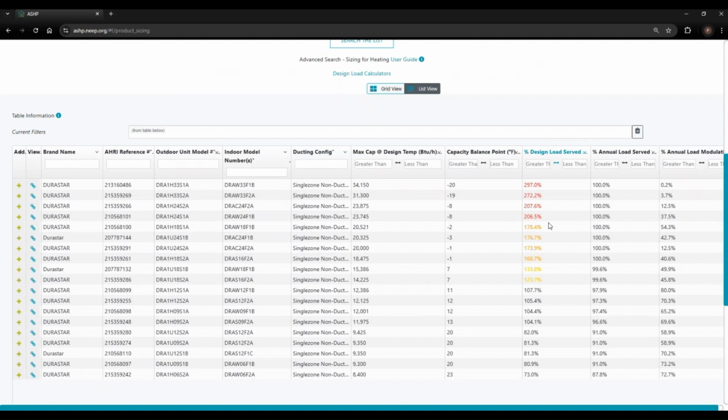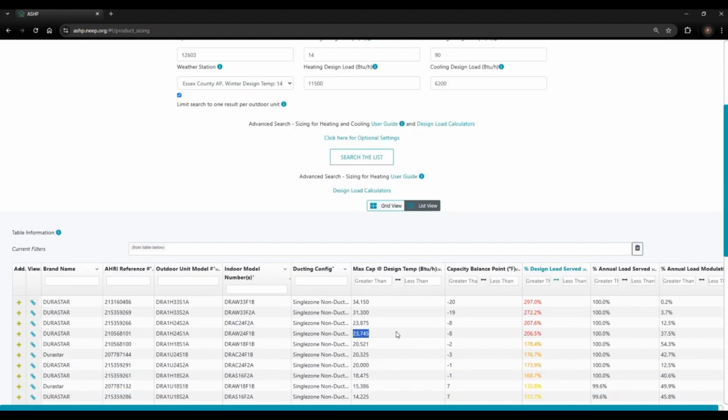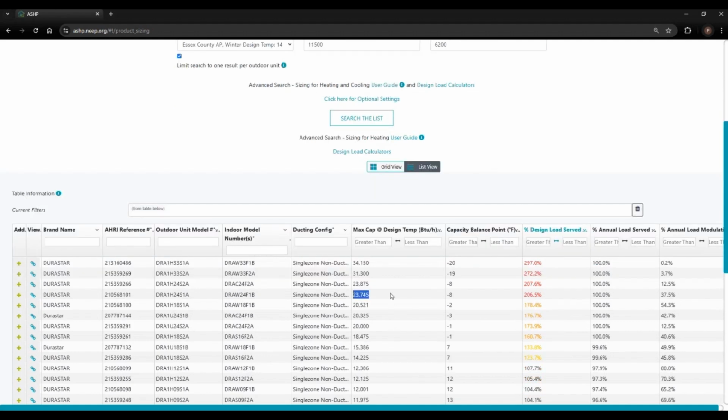I'm going to select this piece of equipment that is 206.5% design load served, has 100% annual load served, and percent annual load modulation is 37.5%. Our initial thought is that a heat pump that puts out 23,745 BTU per hour at the design temperature would be a good fit for a heating design load of 11,500. It should keep the place warm. However, let's look further.